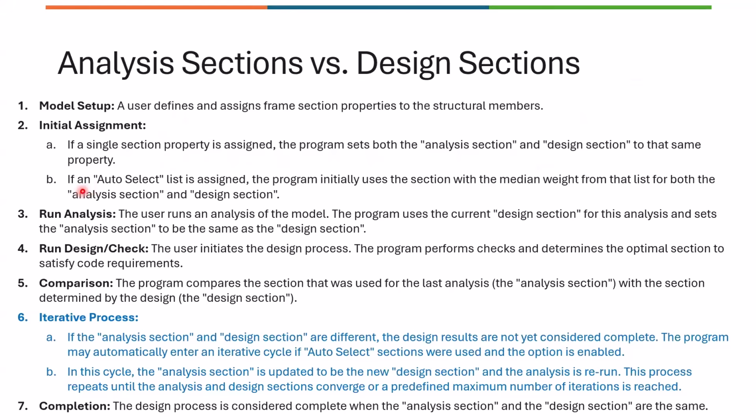And then you have the option to assign an auto select list. Then the program initially uses a section with a median weight from that list for both the analysis section and the design section. And when you perform the analysis and then you perform the design, the program completes the design if it is a single property and gives you the results. But when it is an auto select, then it enters into the iterative process, which is highlighted in blue.